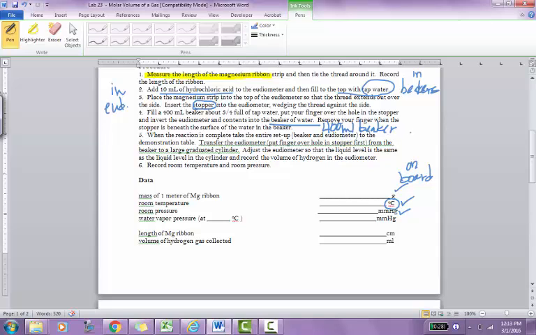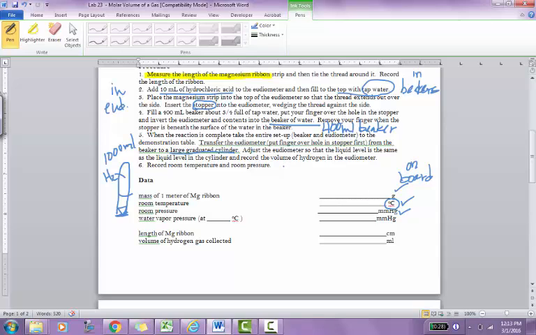You're going to let the magnesium react with the acid, and when it is complete, you're going to take the entire setup, the beaker and the eudiometer, to the demonstration table, and there we're going to have a large graduated cylinder. It's going to be one of our big graduated cylinders, the 1,000 milliliter. That too will have water in it, and you are going to be transferring your eudiometer upside down with a little bit of water and a bunch of hydrogen gas. You're going to transfer that over with your finger over the opening, because we don't want to let any of that gas out. And we're going to transfer that over to the 1,000 milliliter graduated cylinder, and I'll show you how to read that when we do.